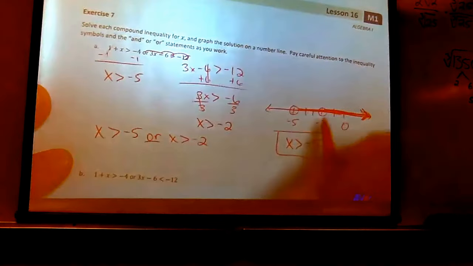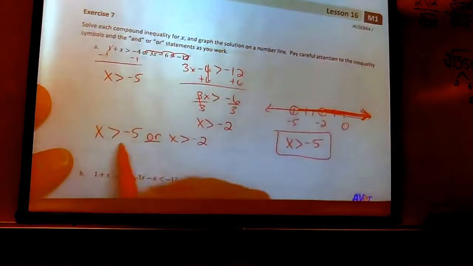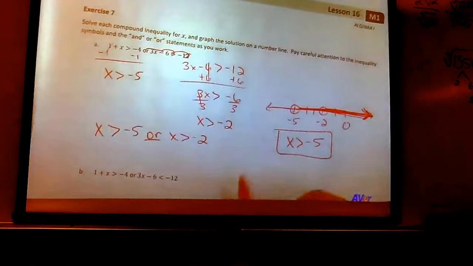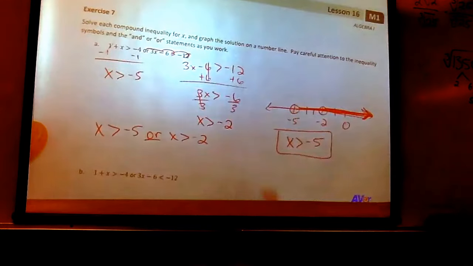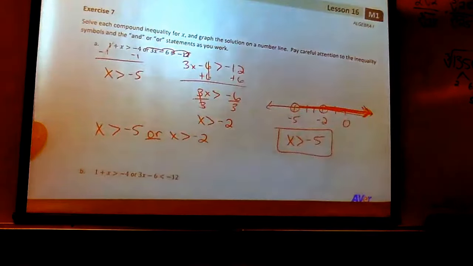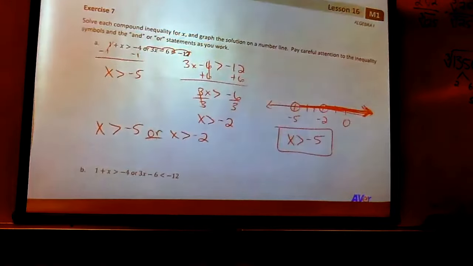Does that make sense? It's either this, x is bigger than -5, or x has to be bigger than -2. But isn't everything from here included in this? If I just say x is bigger than -5, doesn't that mean it also is probably bigger than -2? Plus it's over here, but it said or. Kind of confusing, I know.